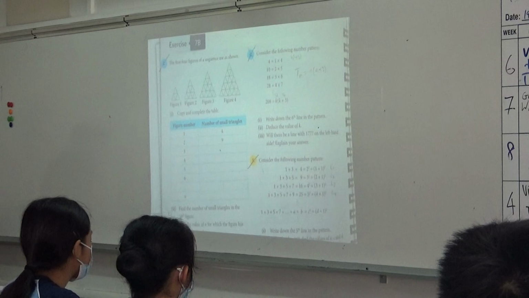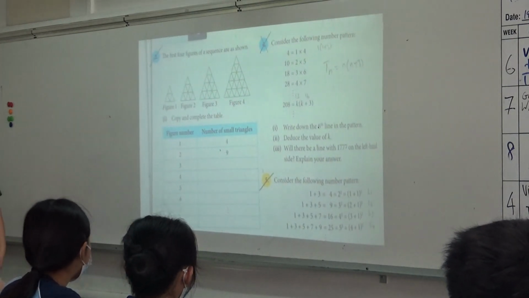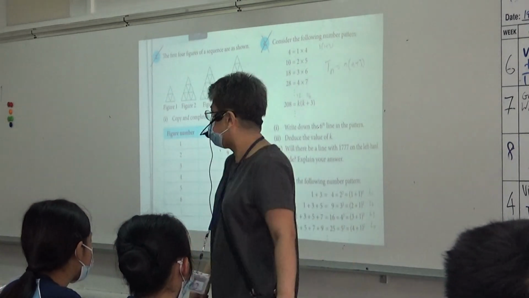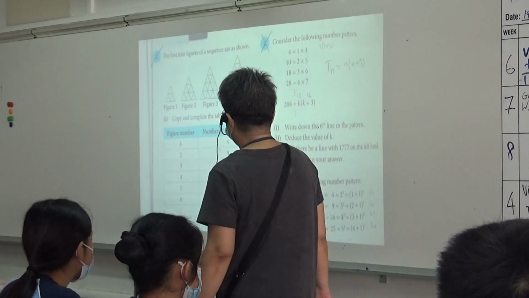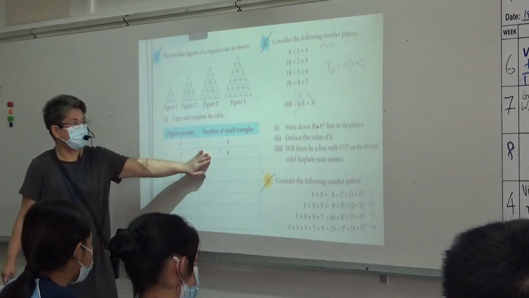Okay? I go to enlarge it. All of you look at the question first. Nobody needs to copy anything because there's nothing to copy. This is your textbook. The first 4 figures of a sequence are as shown below. So 1, 2, 3, 4. Copy and complete the table.